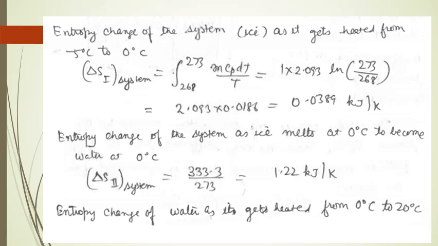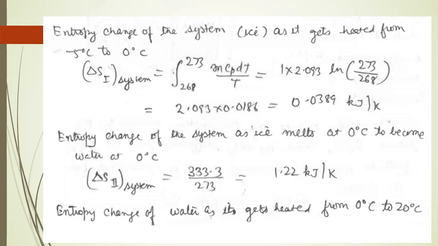Now the entropy change of the system as ice melts at 0 degrees Celsius to become water at 0 degrees Celsius will be the latent heat of fusion of ice divided by the absolute temperature of the ice during fusion, that is 273. So that is basically 333.3 upon 273. That gives us the value of entropy as 1.22 kilojoule per Kelvin.